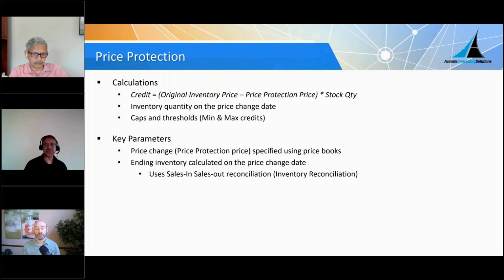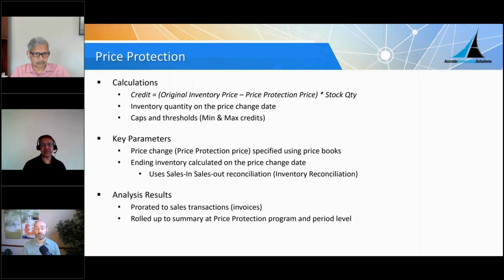So the key parameters to price protection are the price change, which is usually specified using a price book. It will come from the ERP system like S/4HANA. And then you also have to have an accurate calculation of the ending inventory on the price change date. And that's where our sales in, sales out reconciliation or the inventory reconciliation module can be used to do that accurate calculation so you don't overpay your channel partners.